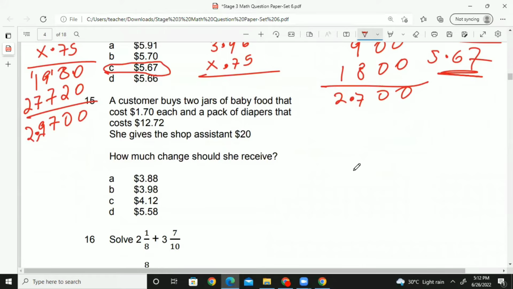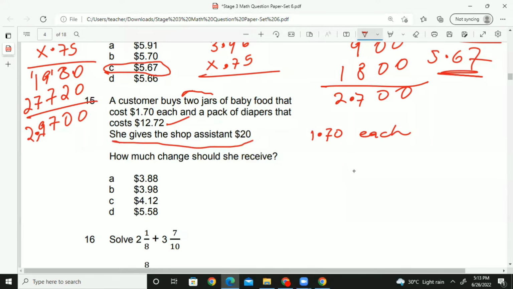Number 15, a customer buys two jars of baby food that cost $1.70 each. All right, so now we're seeing that we're talking about $1.70 each, very important, each, and a pack of diapers that costs $12. So this is a pack. All right, so we want to know the change. She gave the shopkeeper $20.